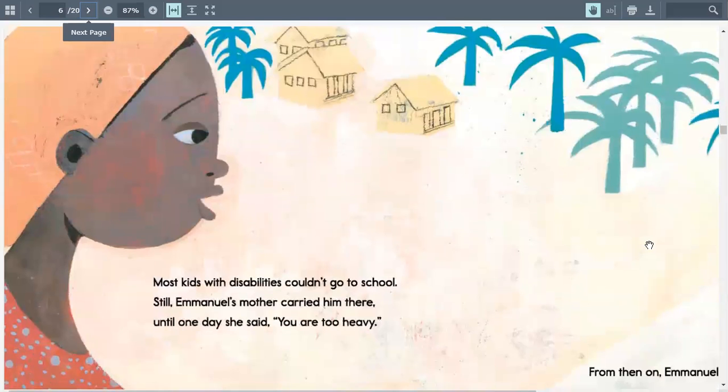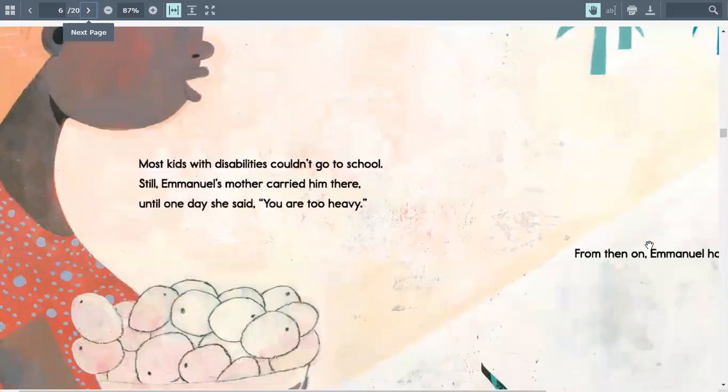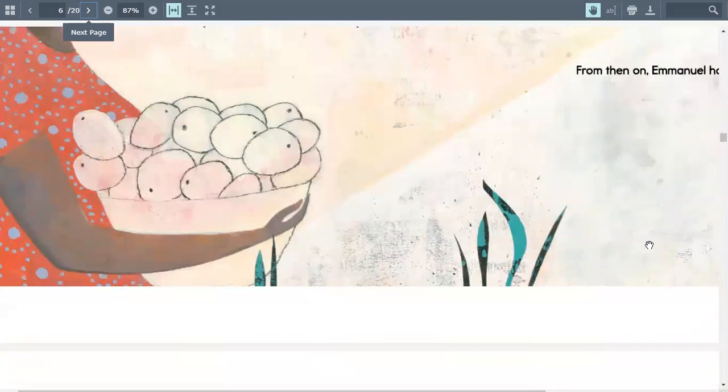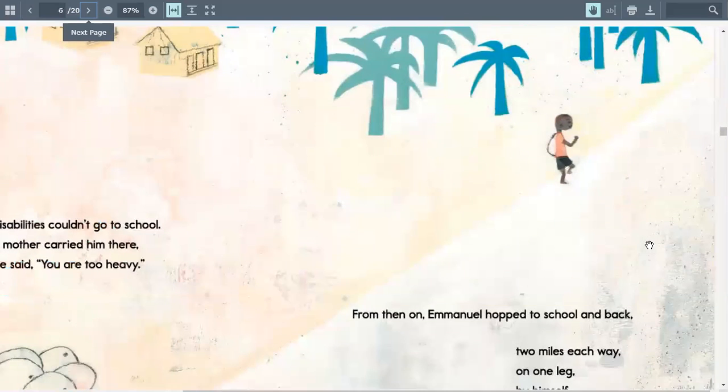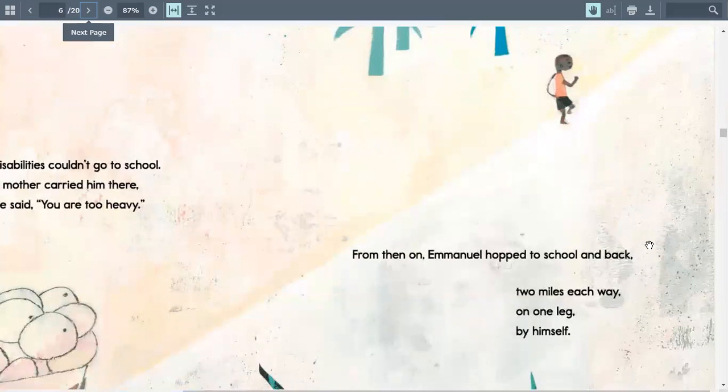Most kids with disability couldn't go to school. Still, Emmanuel's mother carried him there until one day she said, "You are too heavy." From then on, Emmanuel hopped to school and back two miles each way on one leg by himself.